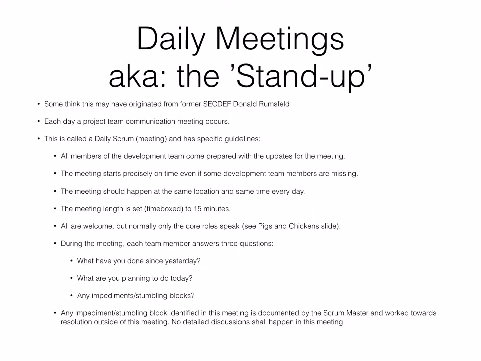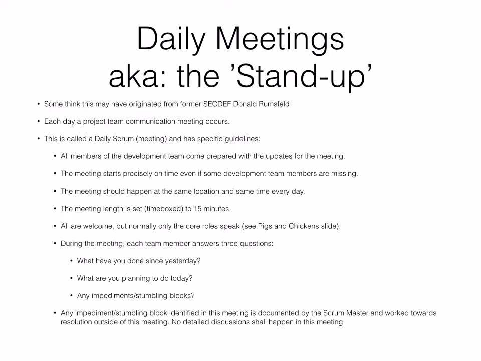The meeting should happen at the same location and same time every day, and the reason that needs to happen is because other people might want to come to the meeting, such as your stakeholders, such as the CEO, and see what's going on. You have to invite them. You have to open the books and let them come in. So the meeting length is usually time-boxed, and I was always pretty adherent about setting that time-boxed time to 15 minutes. And then, like I said before, all are welcome, but normally only the core roles speak.